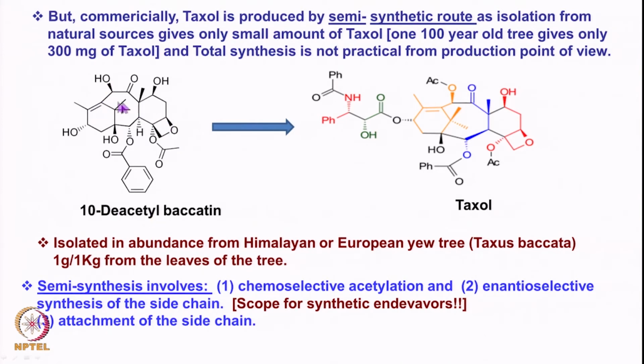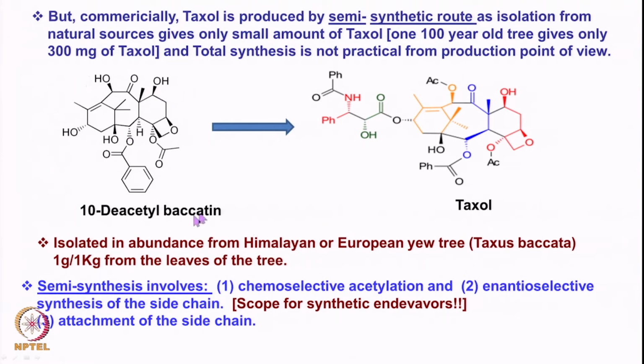Now this 10-deacetylbaccatin has been isolated in abundance from the Himalayan or European yew tree, which is called Taxus baccata, and it gives 1 gram from 1 kilogram of the leaves of this tree. So it is much easier to isolate about 1 gram of such a molecule from 1 kilogram of the leaf and then convert it into the Taxol molecule.